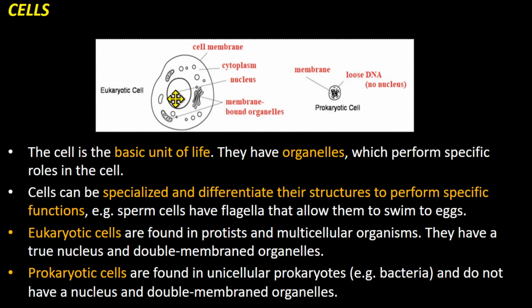Eukaryotic cells are the cells that we're more accustomed to seeing. These are found in protists such as amoeba and multicellular organisms such as plants, animals, and fungi. They have a true nucleus and they have double membrane organelles such as chloroplasts and mitochondria. Prokaryotic cells, on the other hand, are found in unicellular prokaryotes, for example bacteria and archaea. They do not have a true nucleus. Instead, what they have is loose DNA or DNA plasmids, like circular DNA. And they don't have any double membrane organelles, so they don't have any mitochondria or chloroplasts.